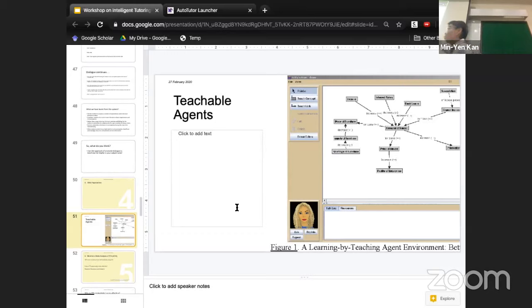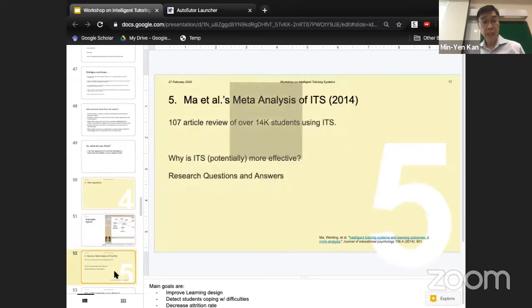So these are suitable for domains where the nature of knowledge is like a concept map, like, I don't know, maybe social studies, geography, where there are semantics in the links, so you want to get students to learn by teaching. So that's the intro to ITS.